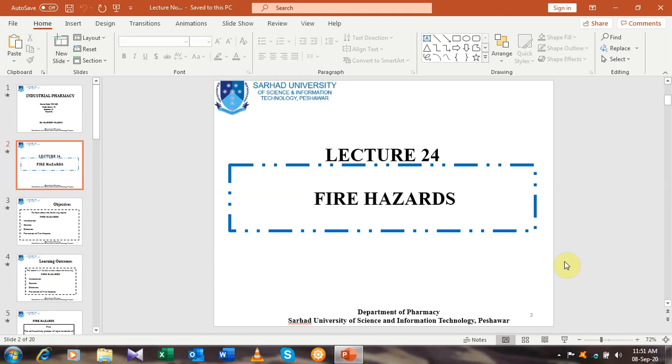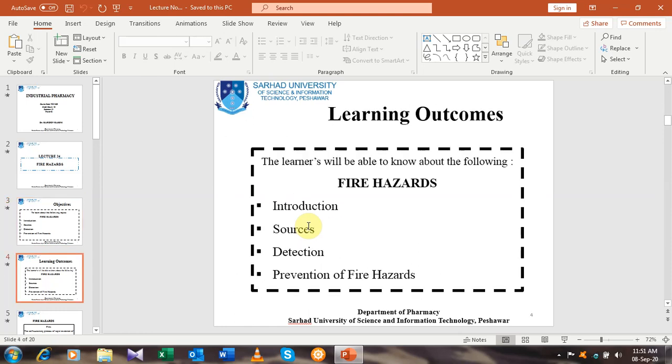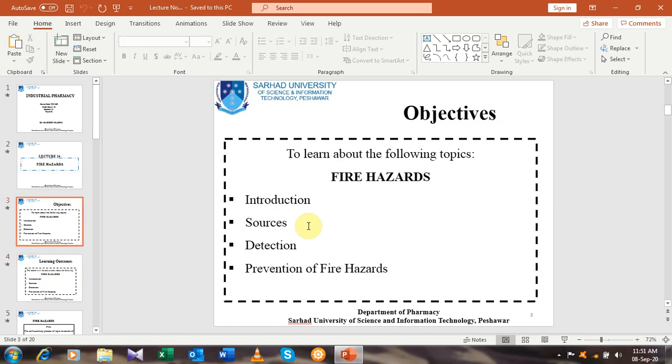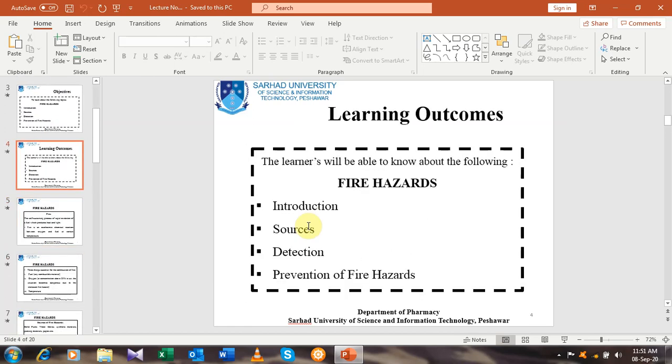That is one of the most prominent hazards in the pharmaceutical industry. The main focus of this topic is to learn about fire hazard: introduction, sources, detection methods, and finally we will discuss in detail the prevention of fire hazard. After the completion of this lecture, you will be able to learn about the topics related to fire hazard.